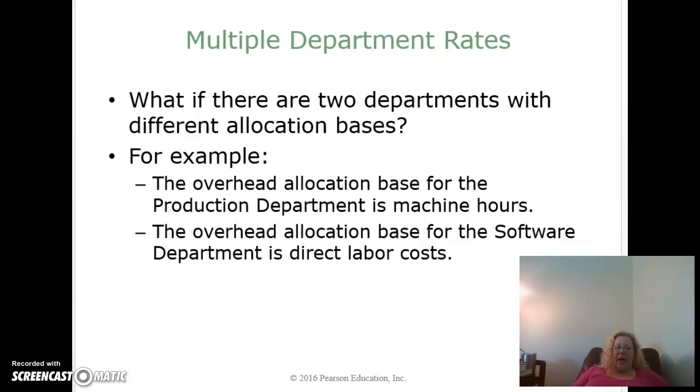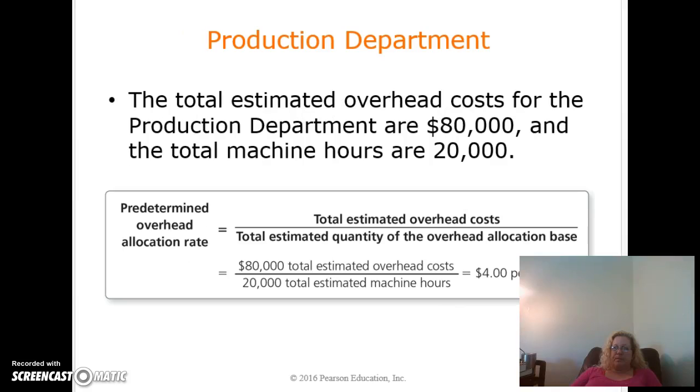Smart Touch Learning has 2 departments, and we calculate an overhead rate for each department. Different cost drivers or allocation bases are used for each department. The allocation base for the production department is machine hours, and the allocation base for the software department is direct labor cost.